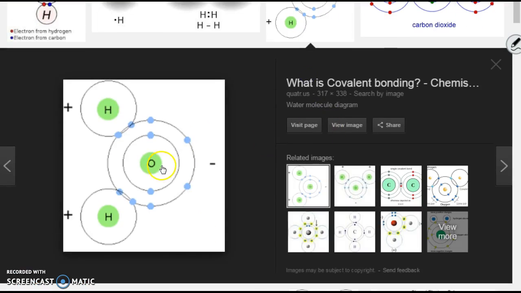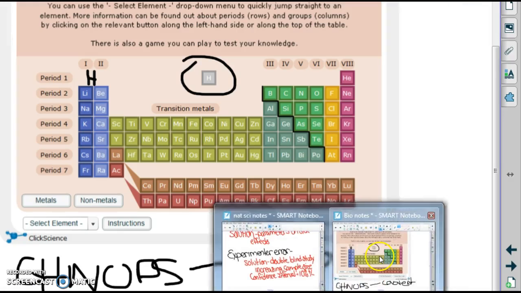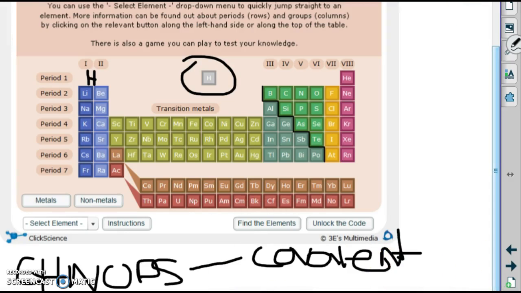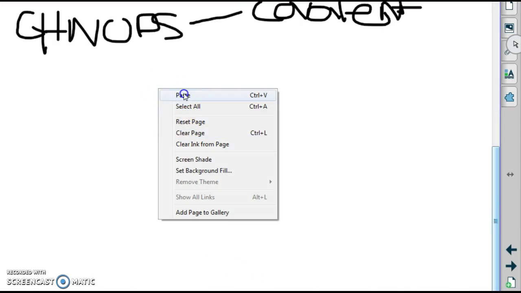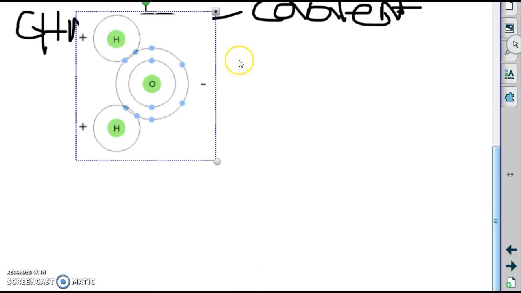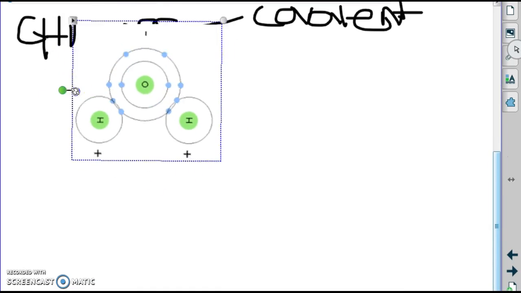And let's get water, because we're going to talk about water a lot in this unit, so you might as well start learning about water. Alright, so here's water, and I'm actually going to rotate water so that you can see it like that.